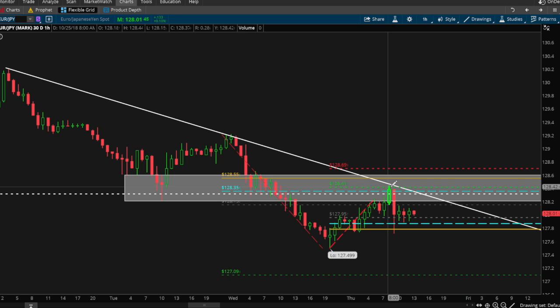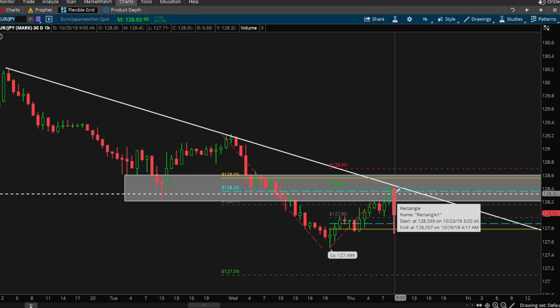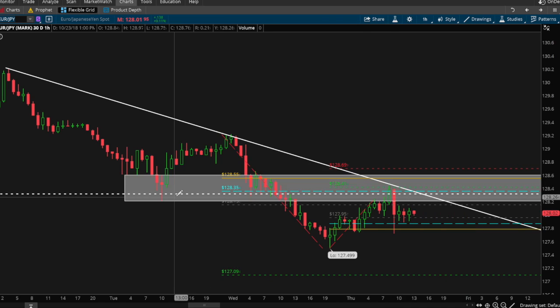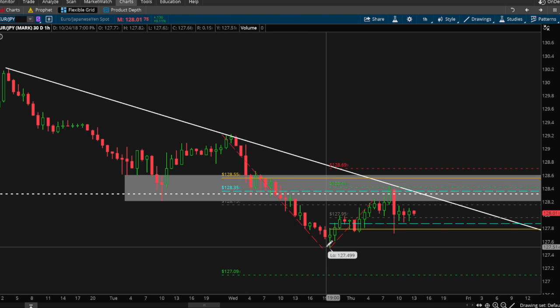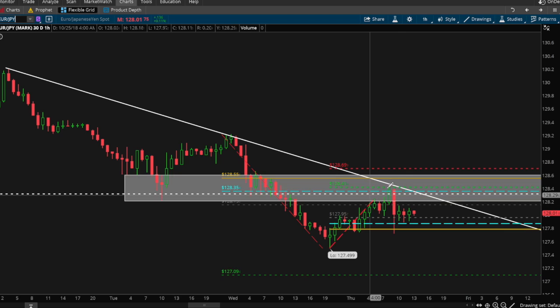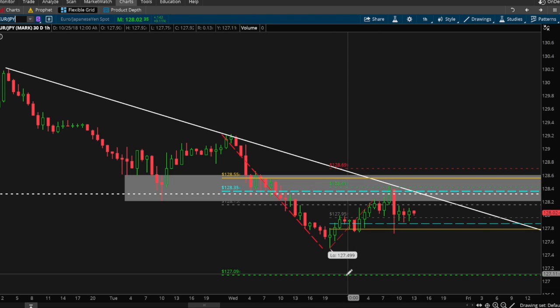But you can see that this area was an area of interest because we got the support and resistance level, we got the demand zone, which is the gray box, and we got the Fibonacci retracement and the Fibonacci extension, which gave us this particular area as well as the trend line. So my profit target is going to be at 127.09. That's going to be the profit target for this one on the Euro JPY.